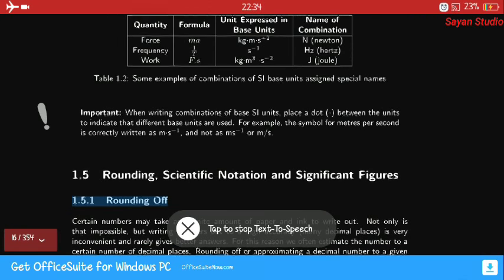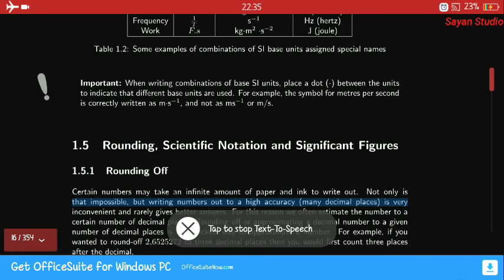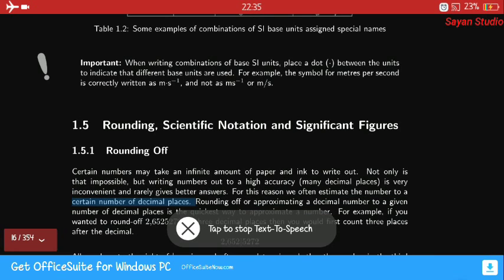1.5 Rounding, scientific notation and significant figures. 1.5.1 Rounding off. Certain numbers may take an infinite amount of paper and ink to write out. Not only is that impossible, but writing numbers out to a high accuracy, many decimal places, is very inconvenient and rarely gives better answers. For this reason, we often estimate the number to a certain number of decimal places.